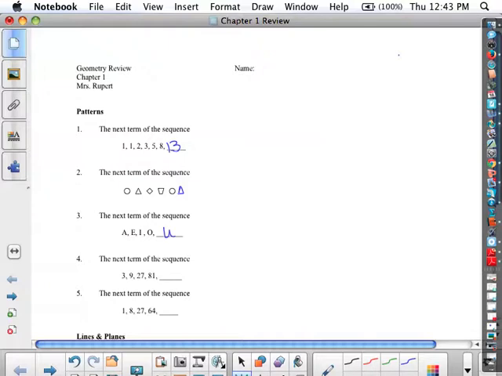The next term of the sequence 3, 9, 27, and 81, so you're multiplying each term by 3 to get the next term. So this would be 243. Next one's just a little tougher, and it actually is x cubed. So 1 cubed is 1, 2 cubed is 8, 3 cubed is 27, 4 cubed is 64, and 5 cubed is 125.